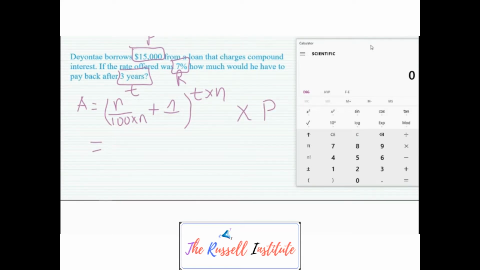So what's the rate? The rate is 7. I'm going to divide it by 100. Then I'm going to add 1. Then I'm going to raise it to the power of t, which is 3. And then I'm going to multiply by 15,000. So some people are asking me, wait, what happened to n? Remember, n is equal to 1 unless told otherwise. N is going to always be equal to 1.